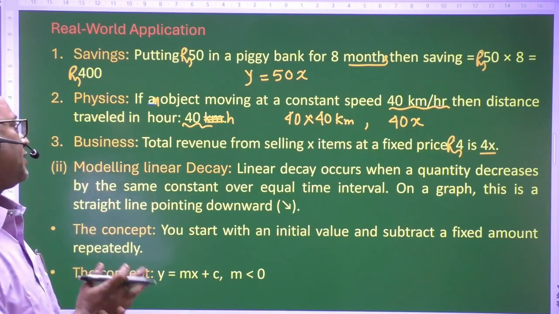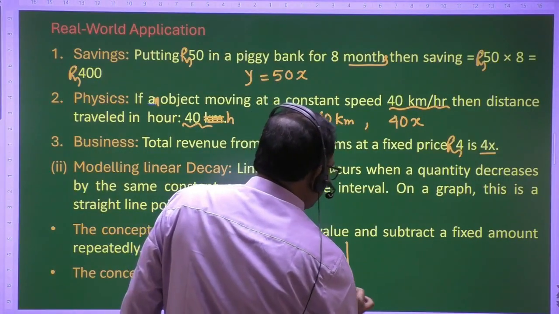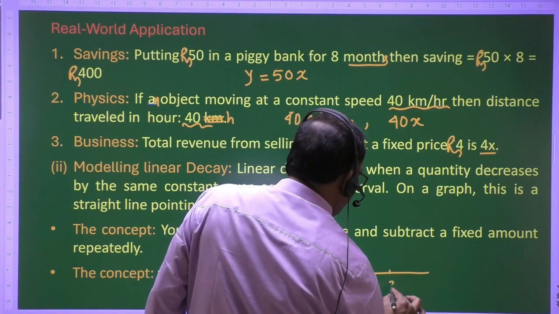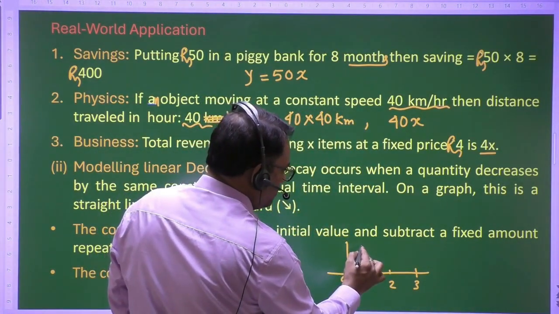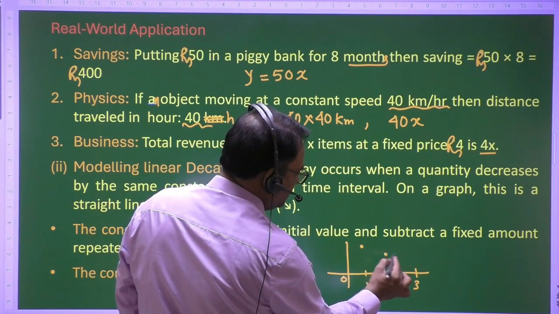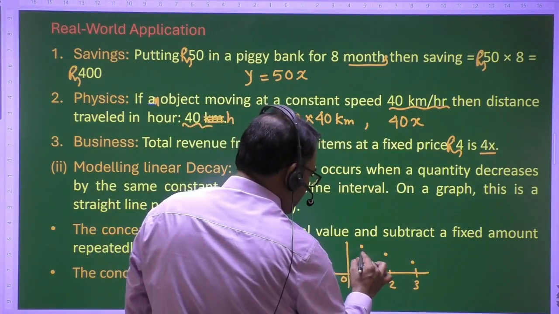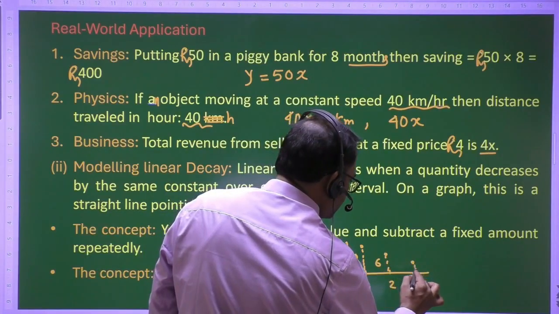Similarly, we have modeling linear decay. Suppose we consider equal intervals of time: 1, 2, 3 hours. In the first hour the height is here, in the second hour the height is here, and in the third hour the height is this one. So if I consider this height as 8, this one is 6, and this one is 4.